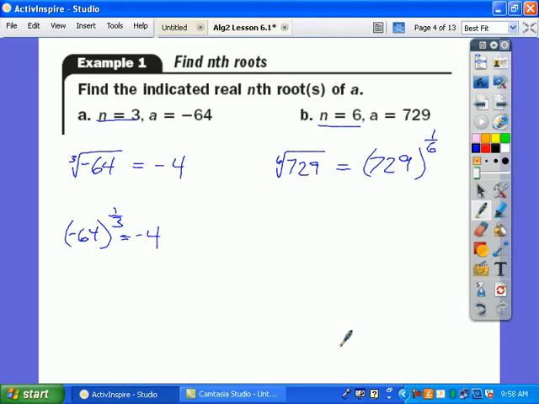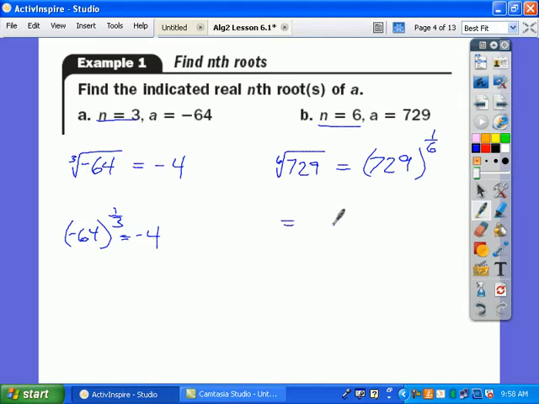And now we need to figure out what number times itself 6 times is 729. It's probably something pretty small. Any takers? What do you guys think? Tyler, what do you have? Looks like maybe 3 to the 6th power is 729.